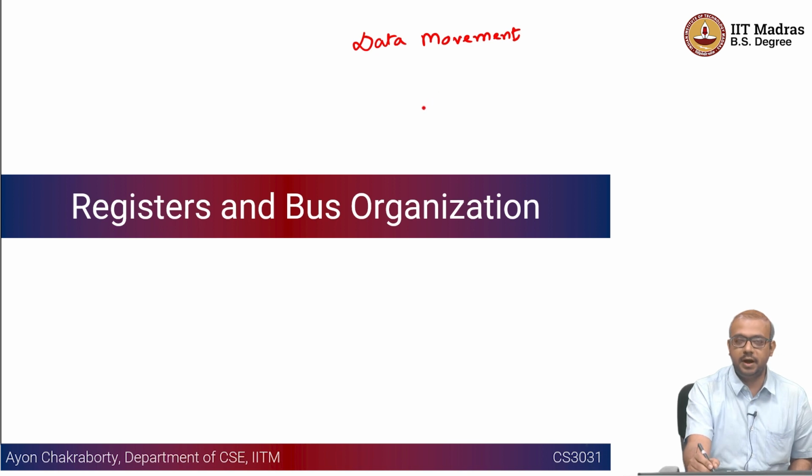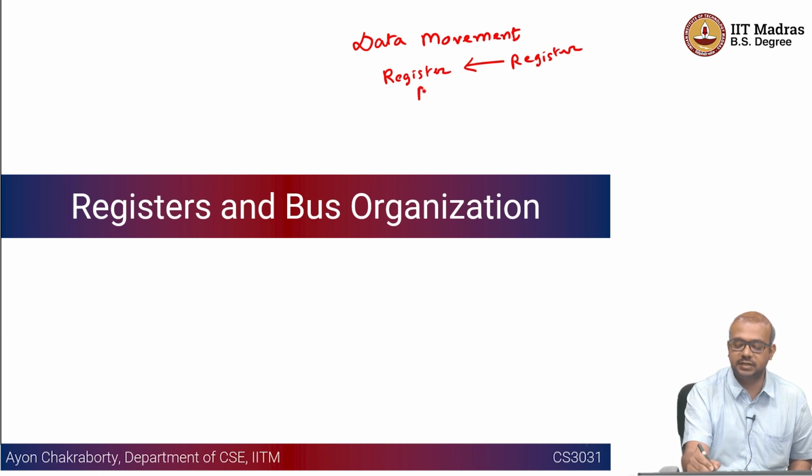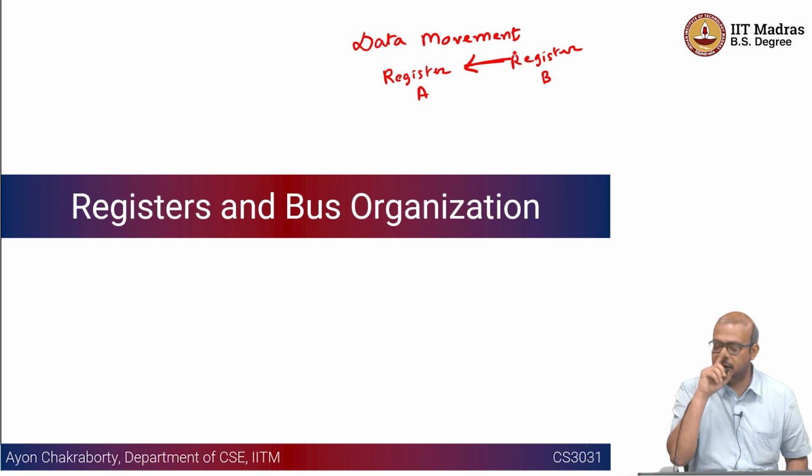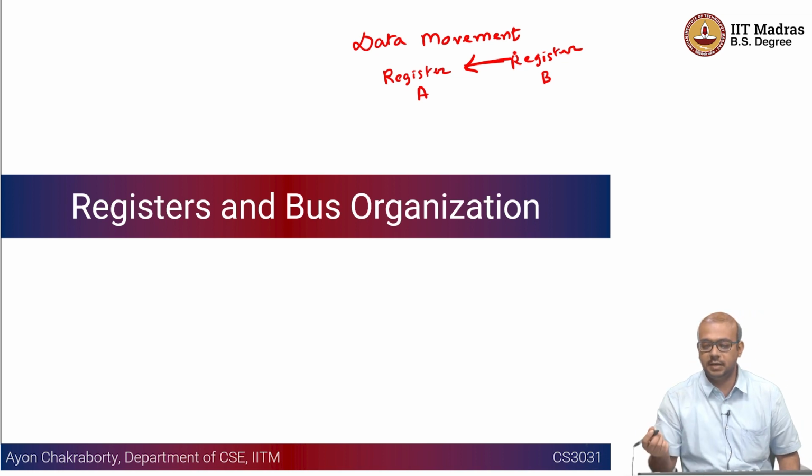The data movement could either be register to register. So this register could be register A, this could be register B. This arrow actually means that the contents of register B is loaded to register A. So the contents of register A now becomes what is there in register B.